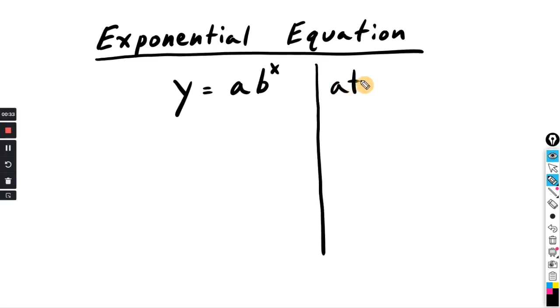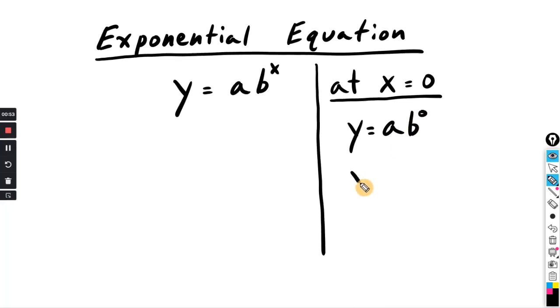Okay, we'll just say at x equals 0, we have y equals a times b to the power of 0 in place of the x. And we know anything to the power of 0 equals 1. So at x equals 0, y equals a. So in that case, a is considered the initial value.